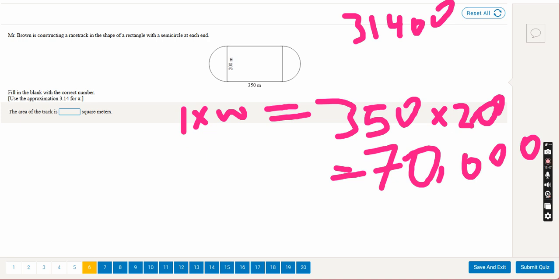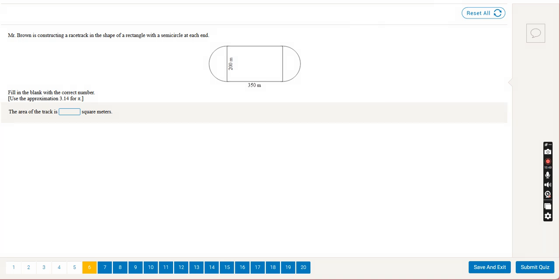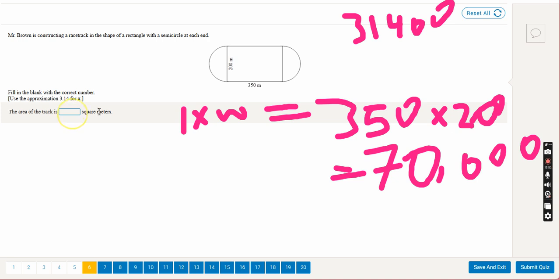Just add them together and you'll get 101,400.